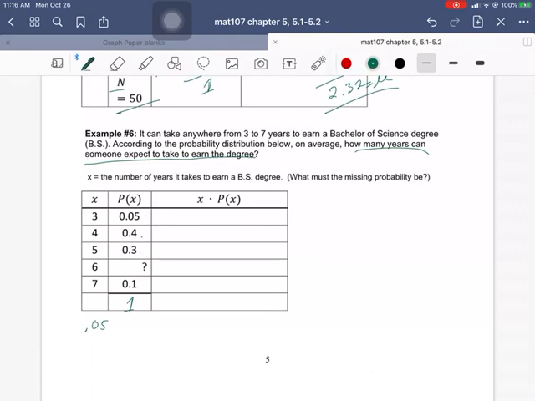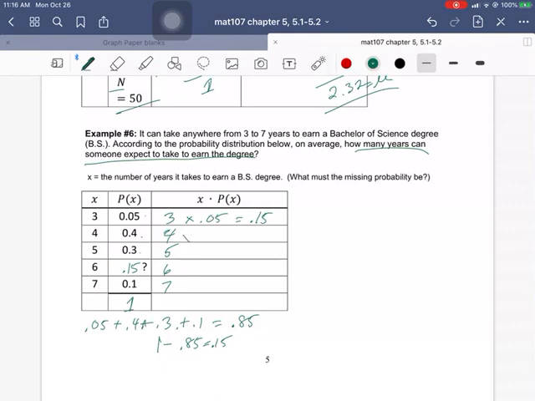So you take the 0.05, 0.4, 0.3, and 0.1 and add them up, and you get 0.85. So 1 minus 0.85 gives you 0.15. That goes here. Okay, so it will sum up to 1. Then we make sure that we're multiplying these numbers, these random variables. Apparently, that's what they figured it would take. So we're going to use all of them times the probability that we found.